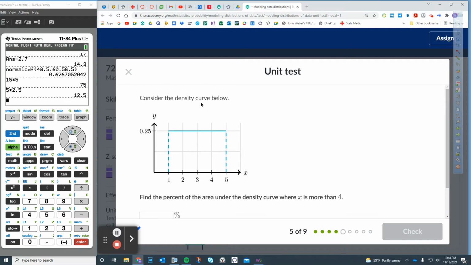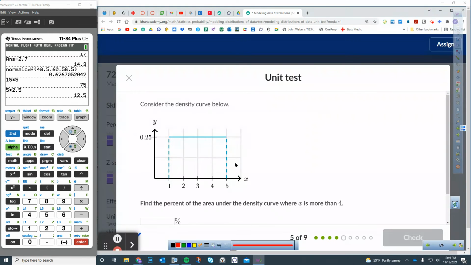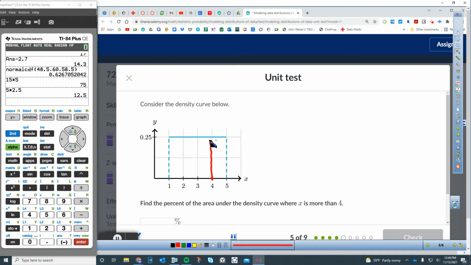So consider the density curve below. Find the percent. See, they ask you to find percent now, which is area under the curve. The area under the curve represents three things. It represents the three P's: the probability, it can represent proportion, can represent percent. So find the percent of area under the density curve where x is more than 4. So you're going to shade the part where it's more than 4. Because here is x equals 4, right? And it's more than 4, so you're shading it to the right.